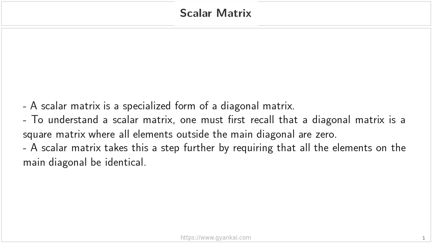A scalar matrix takes this a step further. While a standard diagonal matrix can have any values along its diagonal, a scalar matrix adds one additional requirement. All the elements on that main diagonal must be identical to one another. Over the next few slides, we will move from this general idea to a formal mathematical definition and look at some practical examples to ensure you can identify these matrices with ease.